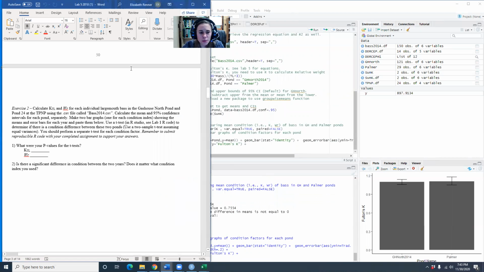I wish you luck. Make sure you go back through these exercises and practice with the code, practice manipulating the code, changing which condition factor you need or which pond name you need to pull from.